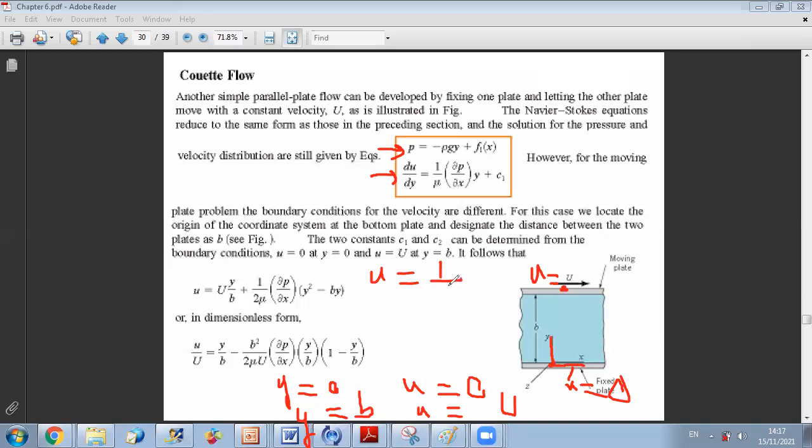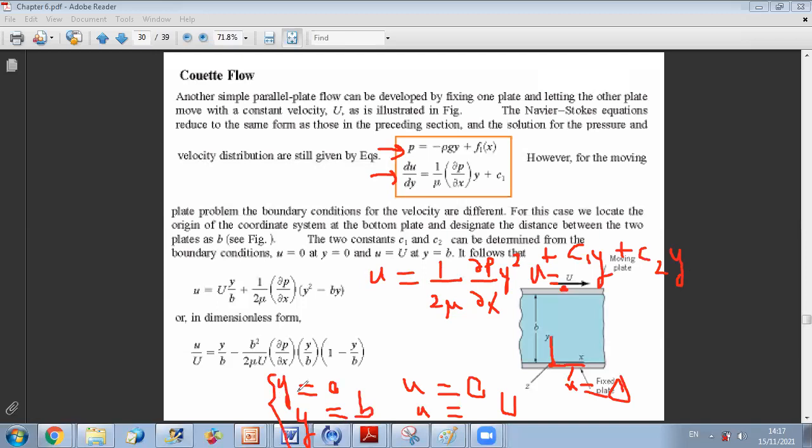u equals 1 over 2 mu times del P by del x times y square plus C1y plus C2. Now, how to get C1 and C2? We should apply these boundary conditions.